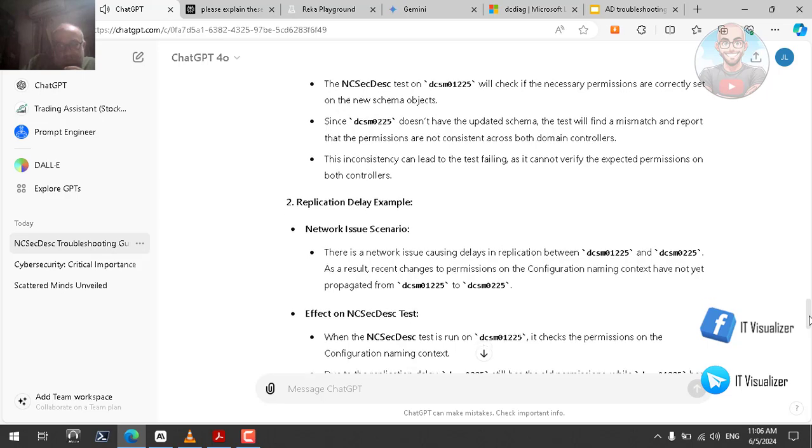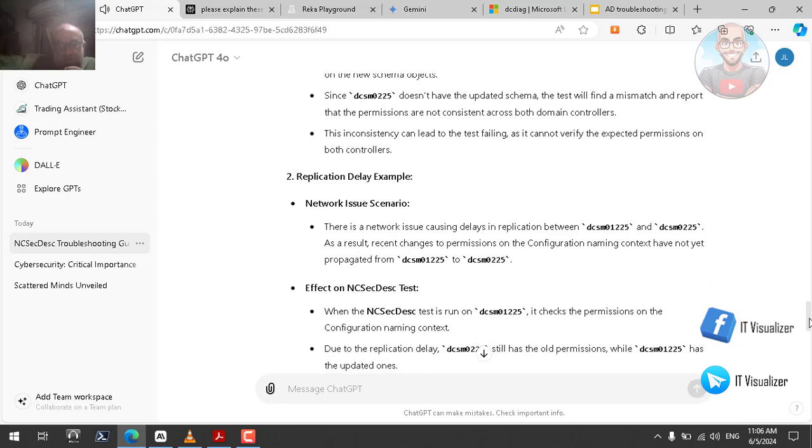Now to replication delay. Example. Network issue scenario. There is a network issue causing delays in replication between DCSM0125 and DCSM0225. As a result, recent changes to permissions on the configuration naming context have not yet propagated from DCSM0125 to DCSM0225.